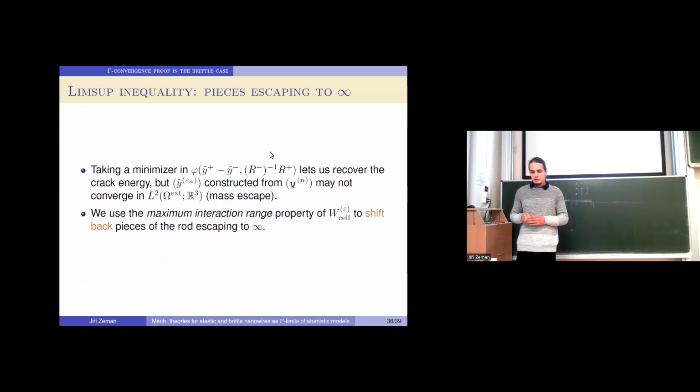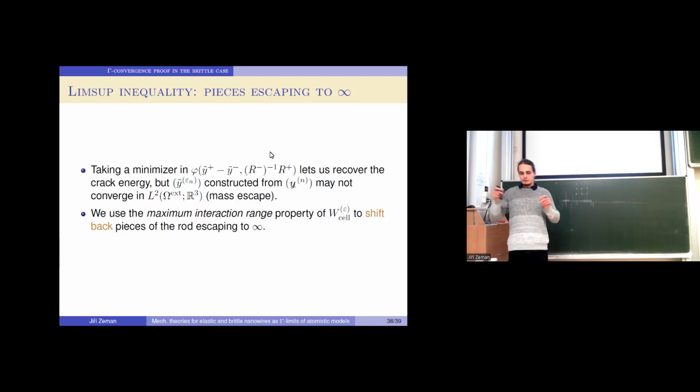Then another technical point that you always encounter when you try to do dimension reduction in fracture problems is parts of your specimen escaping to infinity. People solve it in different ways. Either they confine everything to a large box with the diameter being the diameter of the universe, for instance, which gives you a nice infinity bound, or you can work with some generalized functions of generalized special functions of bounded variation. In our case, with the maximum interaction range property, it's possible to shift the escaping pieces back.